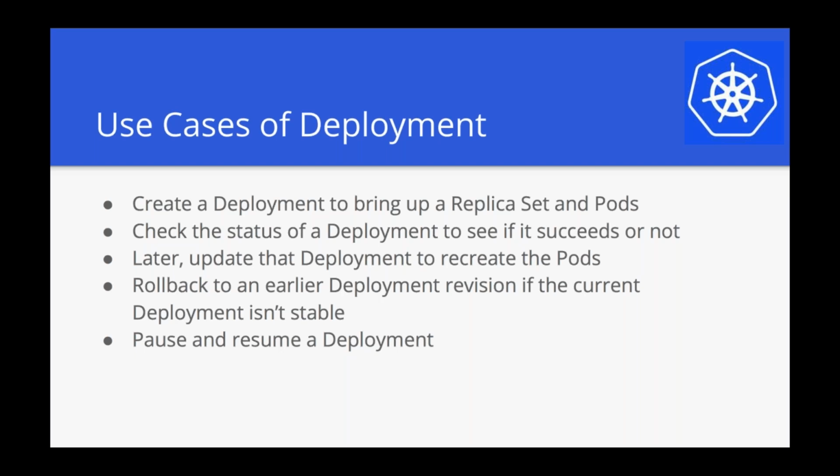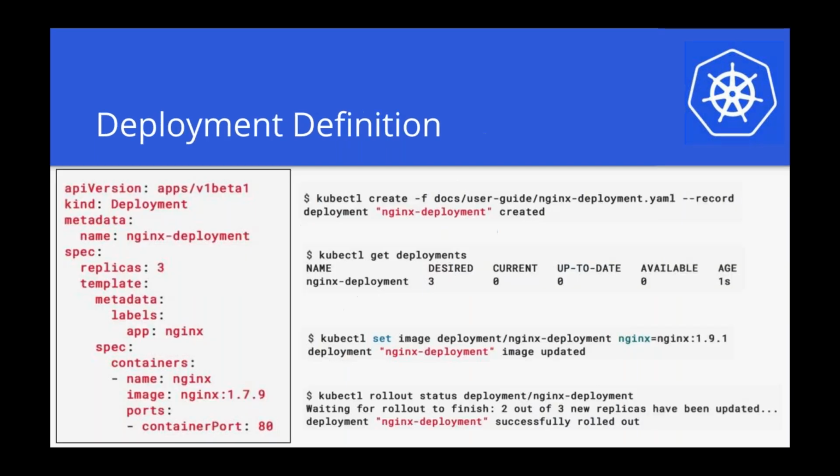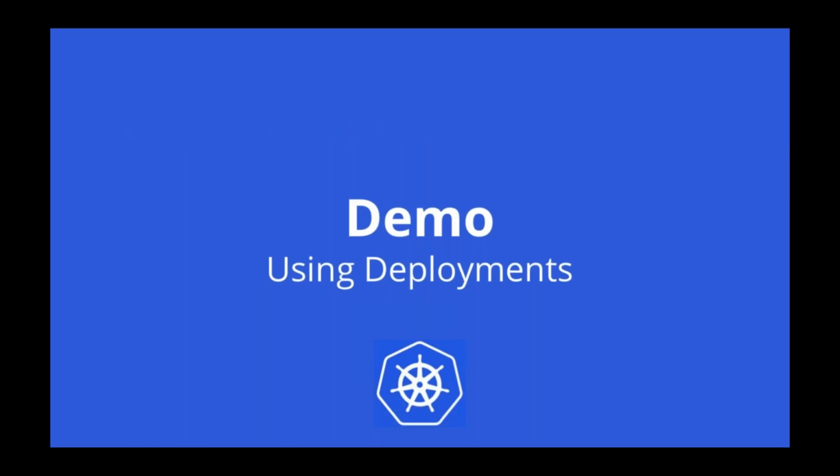And we could update the deployment with just one command without ever touching the YAML file. And we rolled back to an earlier deployment if we didn't like what we deployed. And then we could pause and resume the deployment. So those are the things that we have seen in the demo. So this is how you can emulate PaaS-like capabilities on top of Kubernetes.